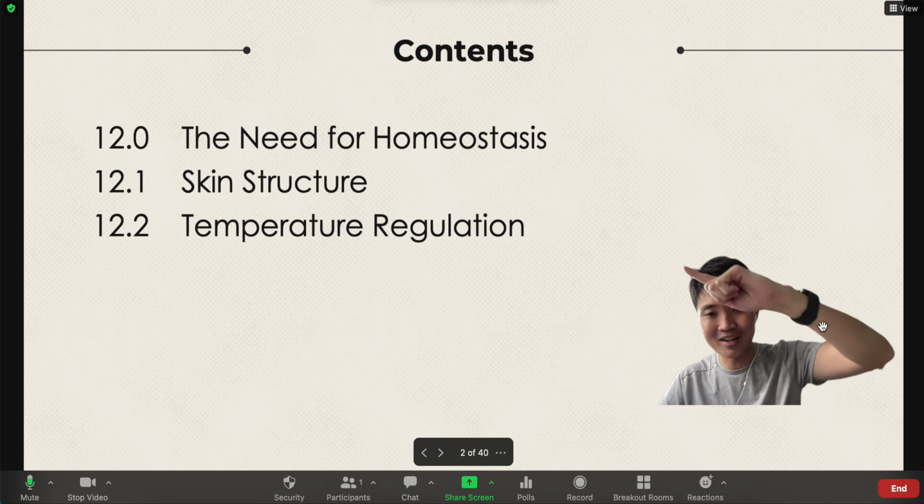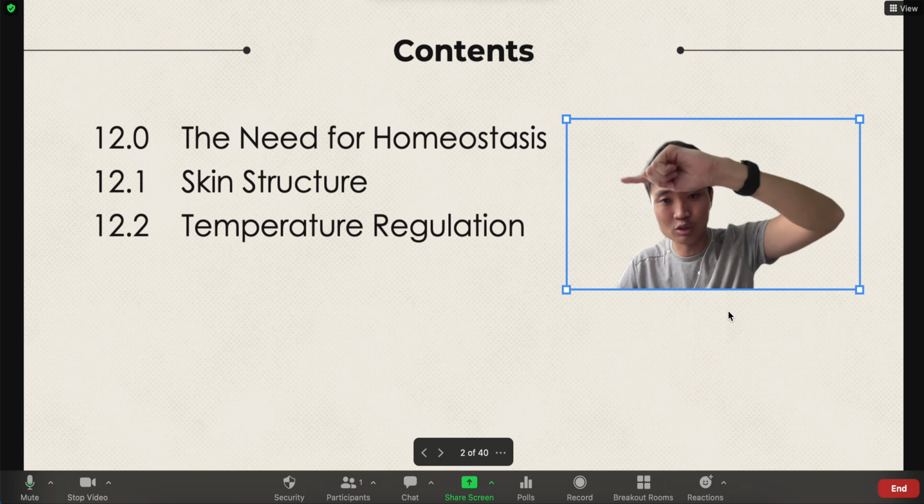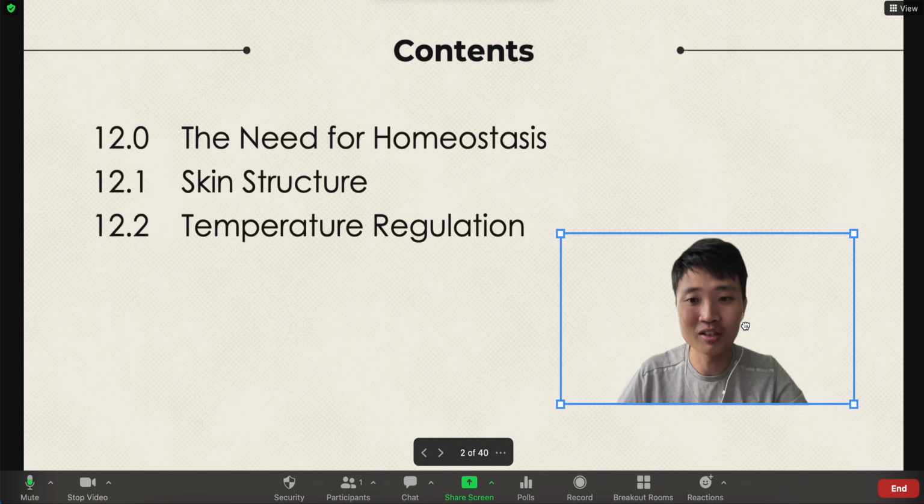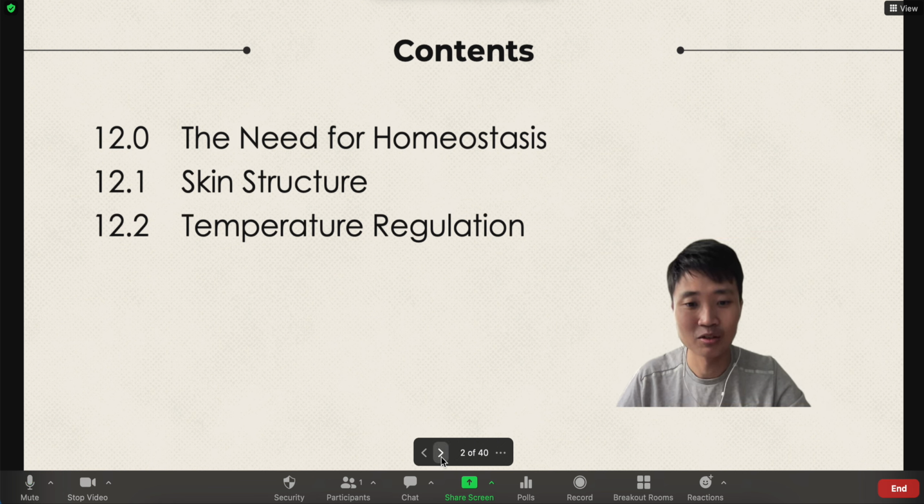Oh, I need to flip the mirror. Okay, 12.0 and 12.1: the need for homeostasis and skin structure. So without further ado, let's go.